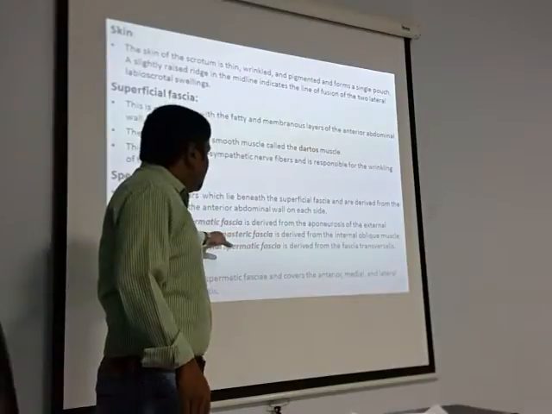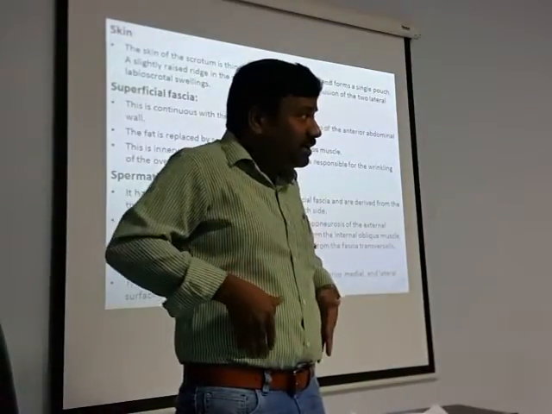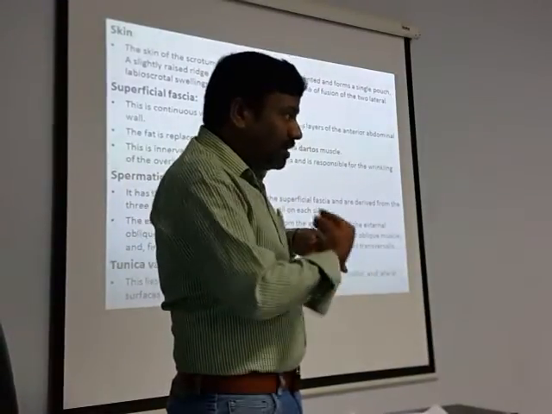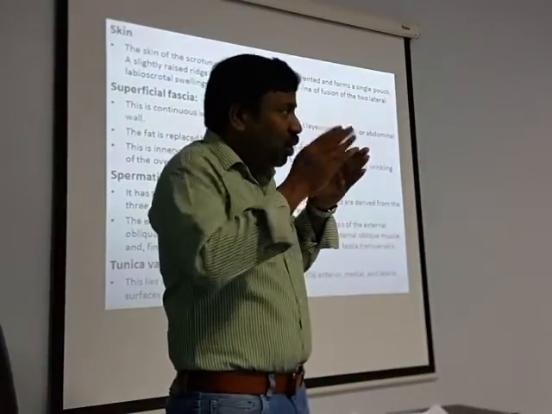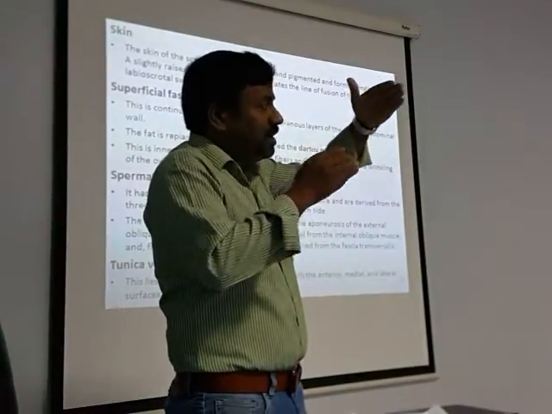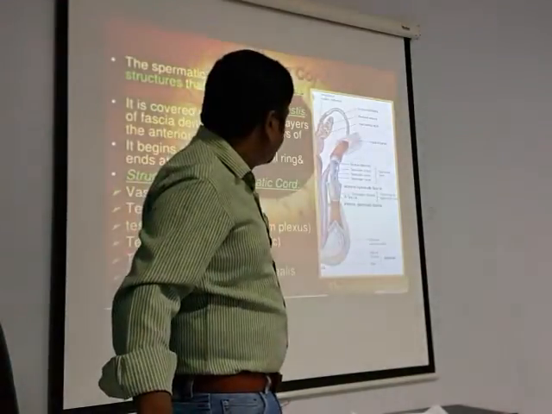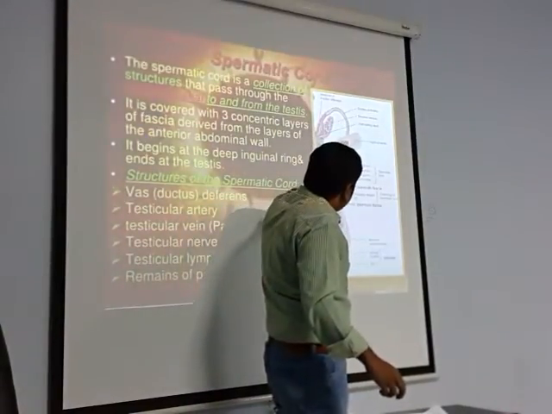Then the cremasteric fascia. Here there is one more muscle on the inner side, around the spermatic cord. So in the scrotum you have the skin, superficial to it the dartos muscle. You have the picture or not? Yes. Can you see this muscle which is covering the spermatic cord?